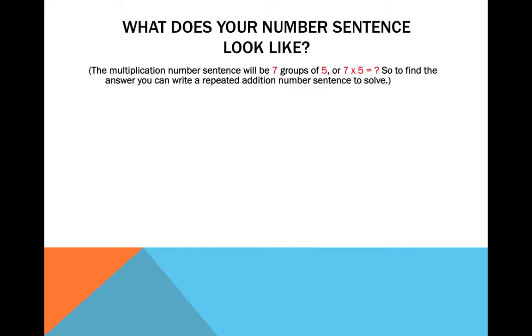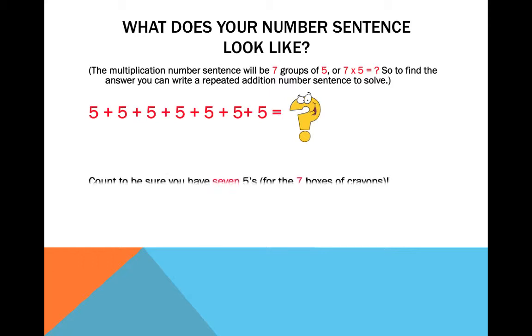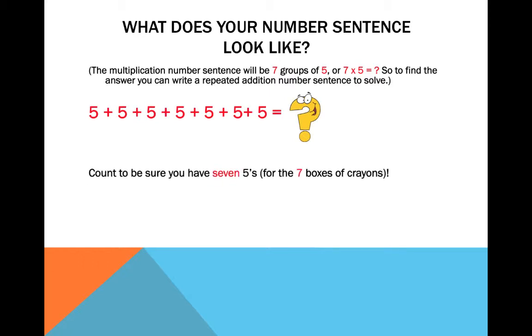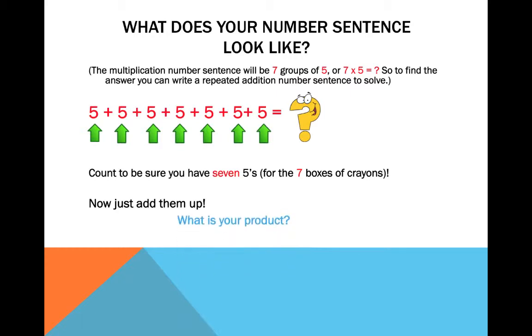So to find the answer, you can write a repeated addition number sentence to solve it. 5 plus 5 plus 5 plus 5 plus 5 plus 5 plus 5. What does that equal to? Let's count to make sure that we have 7 5s to stand for the 7 boxes of crayons. 1, 2, 3, 4, 5, 6, 7. Okay, just wanted to check that. We want to always be accurate. Now, all we're going to do is add up those 5s. What is your product? That's right, 35. 7 groups of 5 is equal to 35.